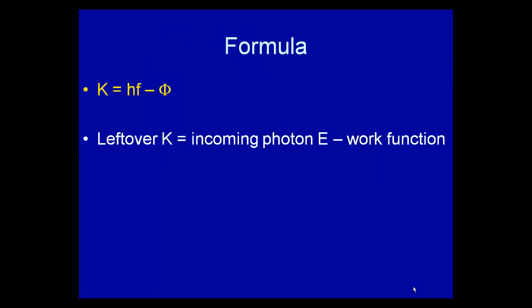Now, for our formula, kinetic energy is equal to hf minus phi, and phi is the letter we use for the work function. So leftover kinetic energy is equal to the incoming photon energy minus the work function. And again, the work function is the ticket price. It's what it takes to remove that electron. And any leftover kinetic energy becomes current. It causes the electrons to move. So if I just meet it, they're free, but they're not moving. I need something beyond that to cause them to move.